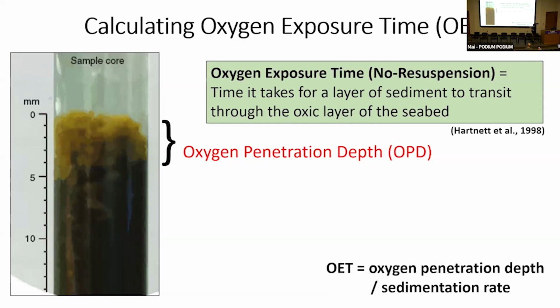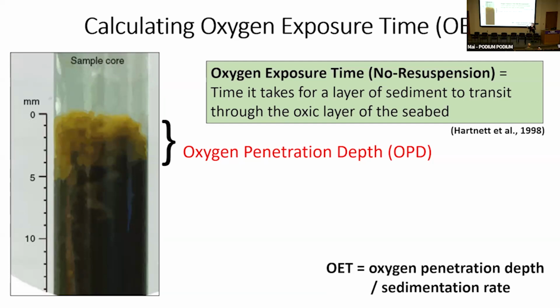historically, how we've calculated oxygen exposure time is from Hilary Hartnett's paper. She estimated this by thinking about the seabed, where you have sediment being deposited at the top of a core, and she calculated the amount of time it takes on average for a particle to go from the top of the seabed, from the oxic portion of the seabed into the anoxic portion, or in other words, how long it takes to transit through this oxygen penetration depth. That has been estimated by dividing this oxygen penetration depth by the sedimentation rate.